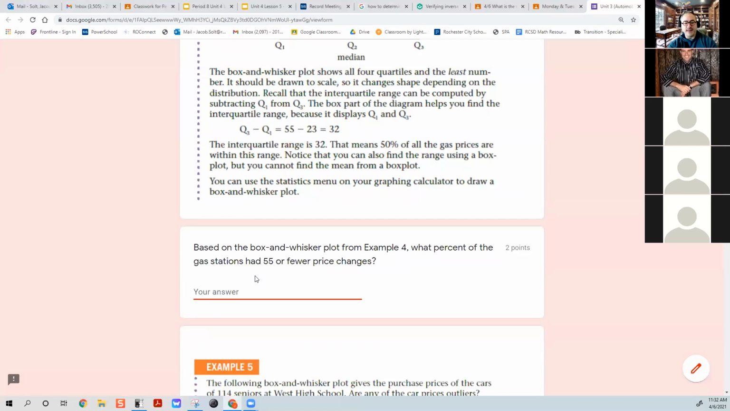So 75% of gas stations had 55 or fewer price changes in that year. Something like that, right? I probably would have just accepted 75% too, but I like to write things out as sentences when I can.